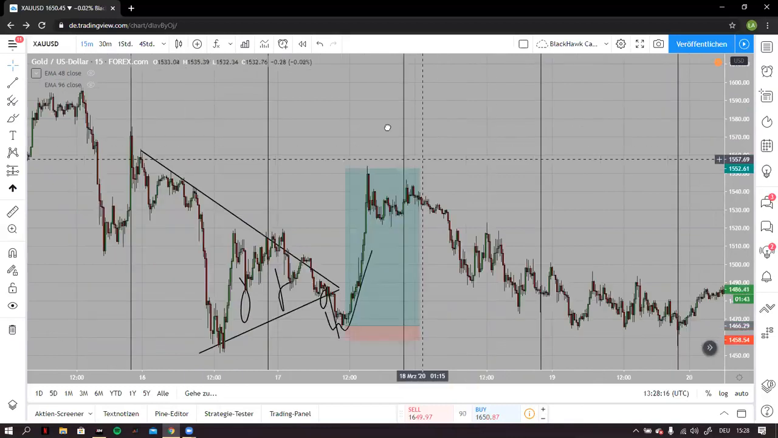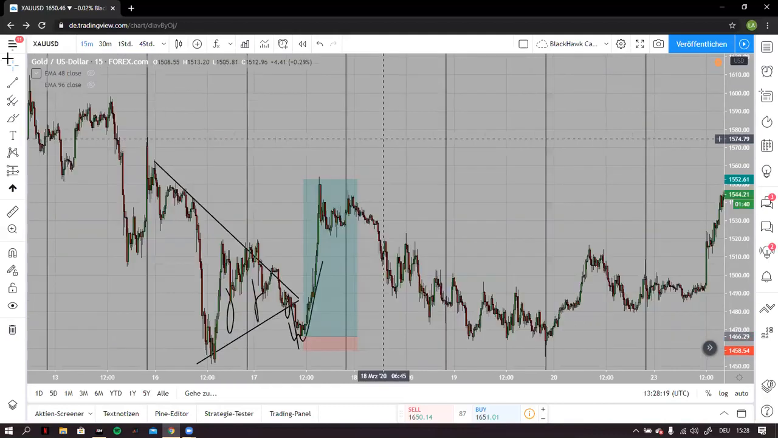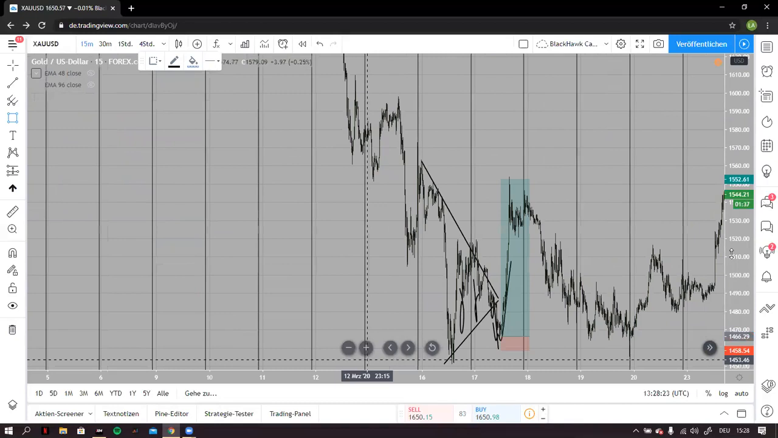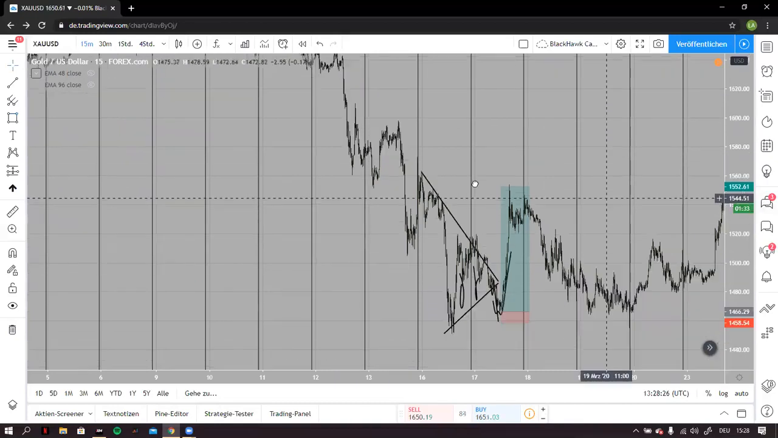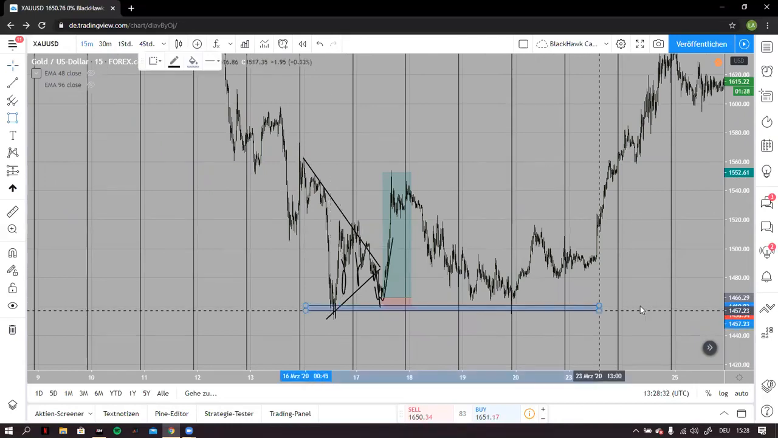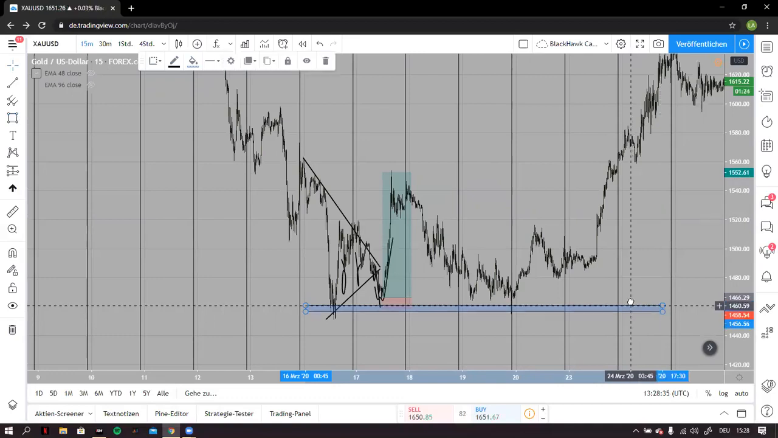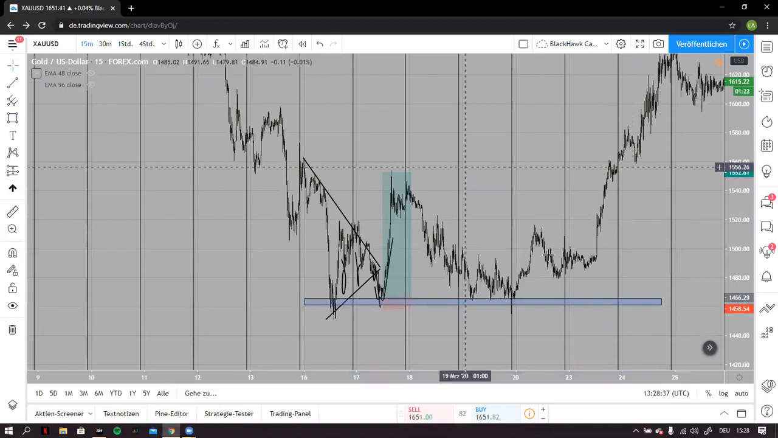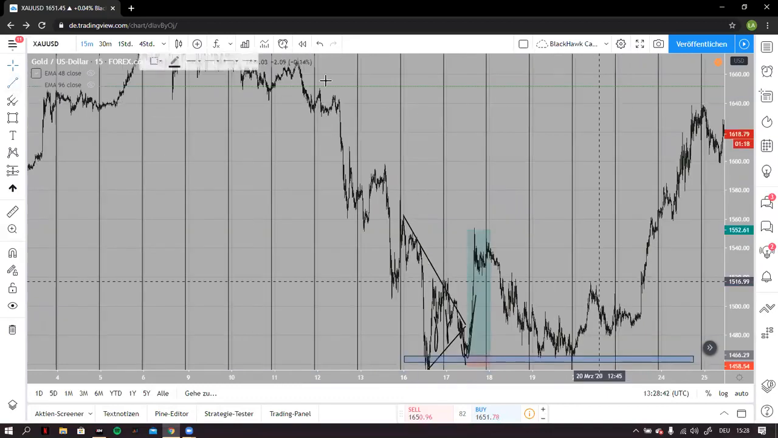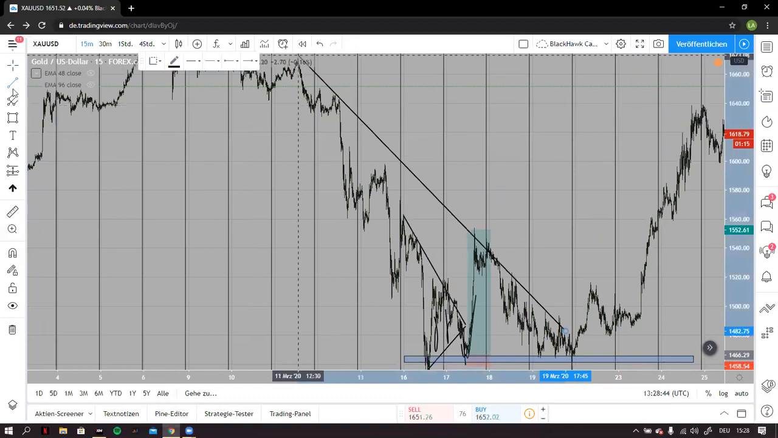So let's move on to the next one, where we are talking about the rejection which comes after it, which would also be a confirmation for us to buy. So if market makers, like here, build up this zone, where most of the retail traders are still in a sell position from this previous trend here, something like this.